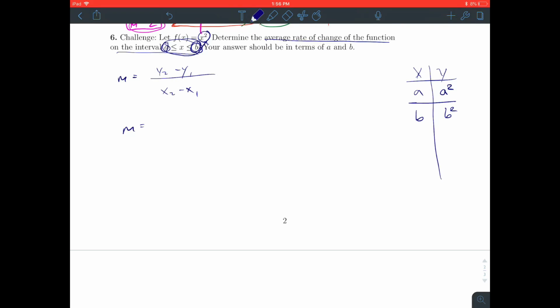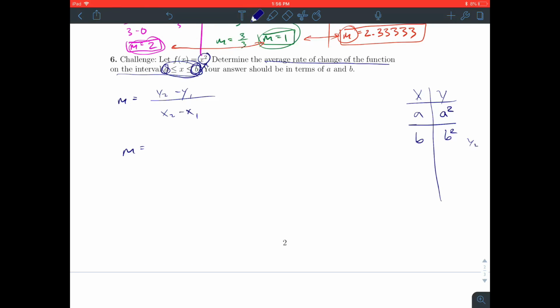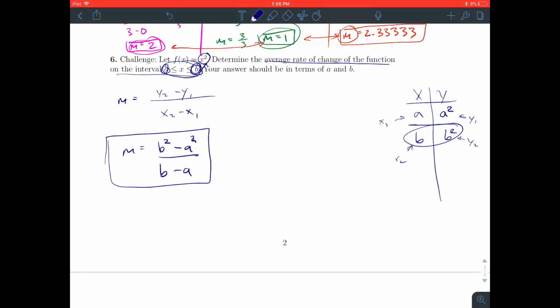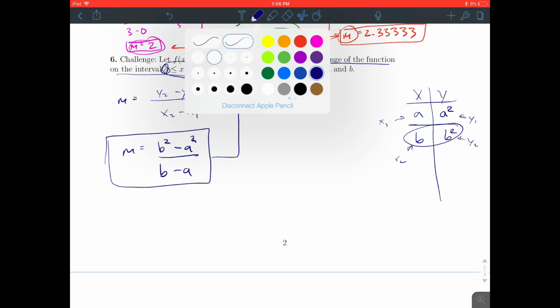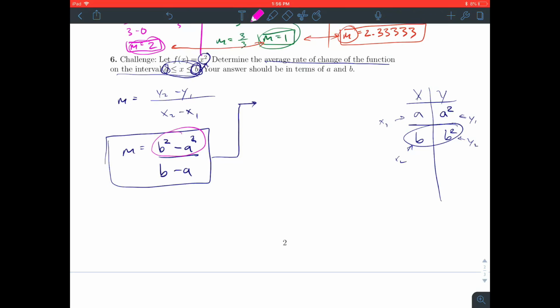So substituting into our slope formula, we have y2 and x2 and y1 and x1. So we have b squared minus a squared over x2, b minus a. And if you got this, you should be really proud. But there's actually one thing you can do to simplify this. So I don't know if you remember from Algebra 1 last year, but the numerator of this fraction is a difference of squares factoring pattern. And so you can write this as b minus a times b plus a.